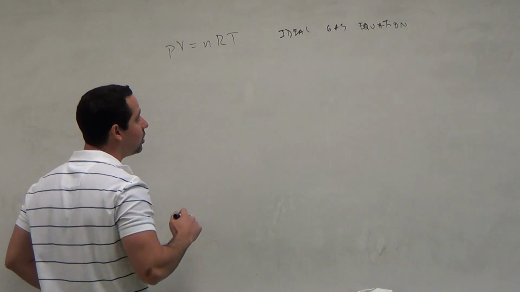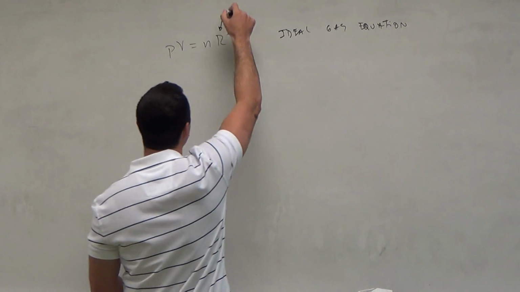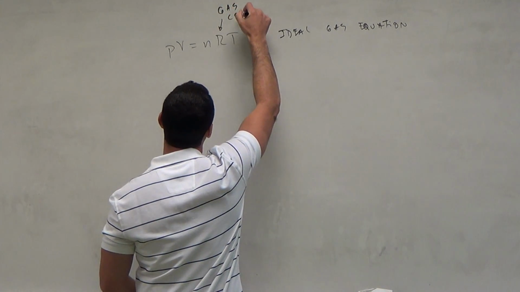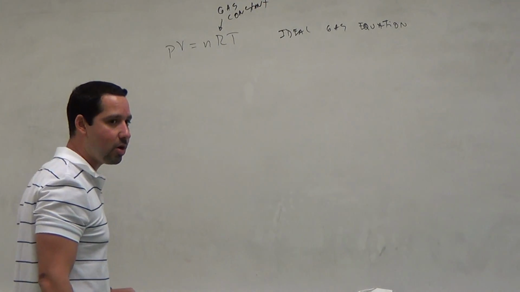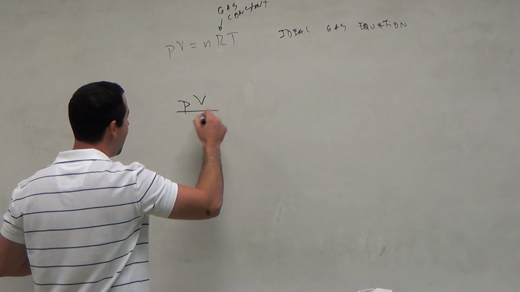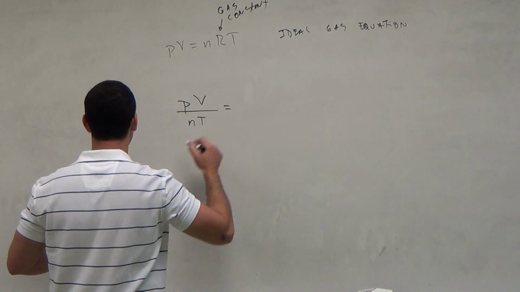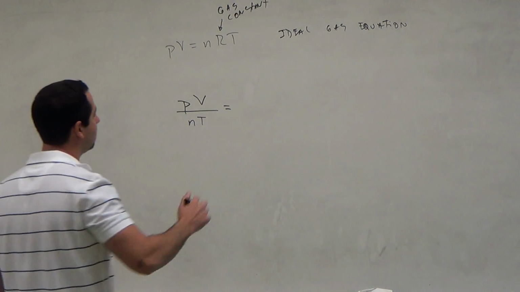So, here's what we're gonna do. We're gonna solve for this R, which is called the gas constant. We're going to solve for that R. So that is going to look like this: PV divided by NT. Okay. All right.